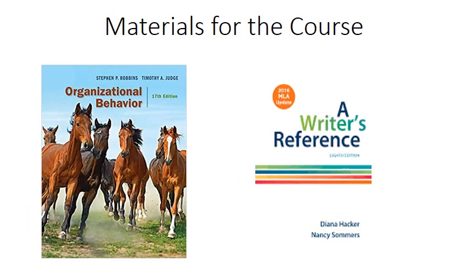For this course, you will need these two books: Organizational Behavior by Robbins and Judge, the 17th edition, and also the Writer's Reference book. I'm not as concerned that you have the correct edition here. This one I'm showing is the 8th. Some of you may receive a different edition, and it's fine because the updates have been small.